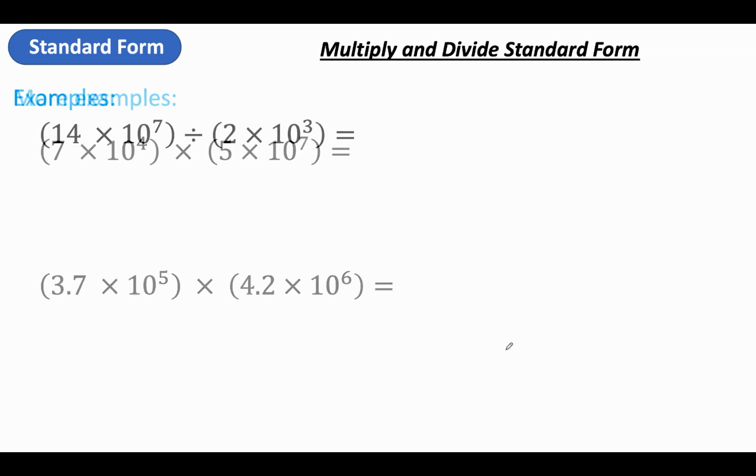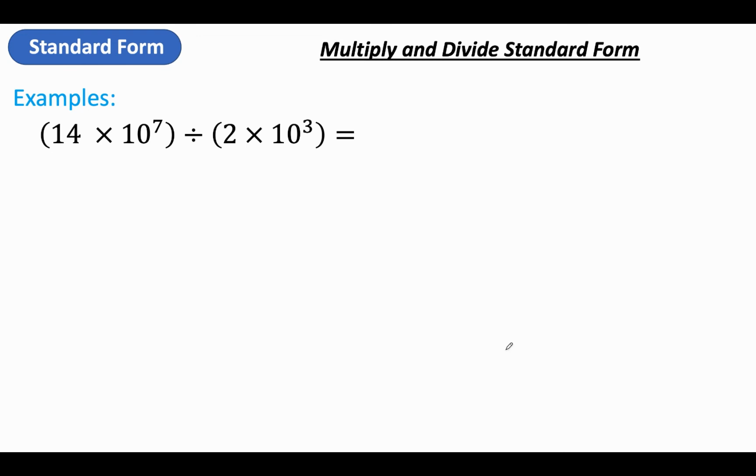So that's multiplying. Let's have a little look at dividing then. Now dividing is very similar, but I would suggest we're going to write this in a slightly different way. I'm actually going to write it as a fraction because that's dividing. So 14 times by 10 to the power of 7 all over 2 times by 10 to the power of 3. We do a similar thing here. We deal with the decimal parts first and then we deal with the powers. And we deal with the decimal part by doing that number divided by the bottom number. So 14 divided by 2 is 7.